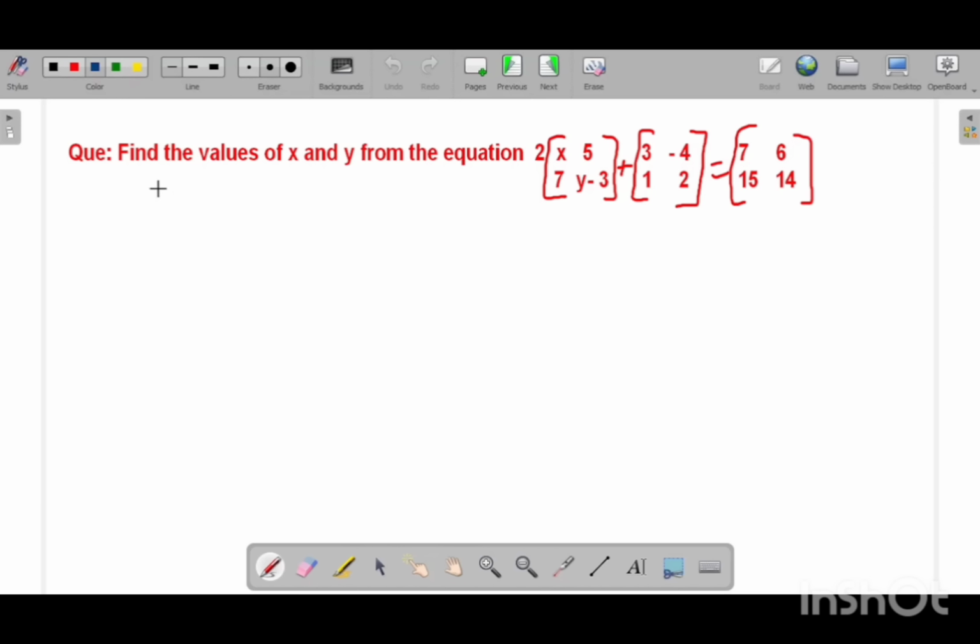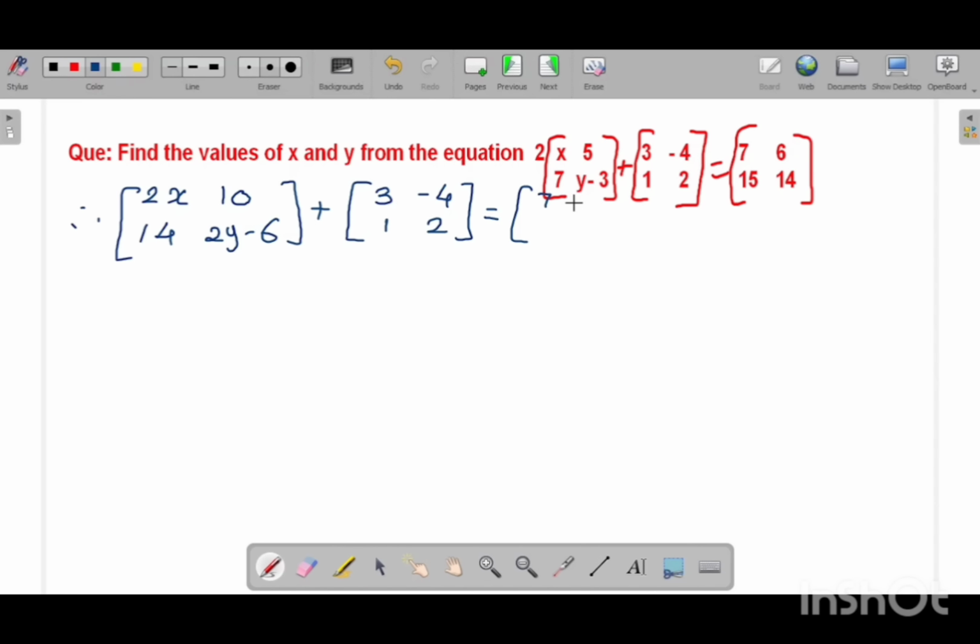When this kind of sum comes, you can easily get the marks. Here, first we will multiply 2 into this matrix, and then we will add the other one. See here, when we multiply this 2 with the matrix, it becomes 2x, 10, 14 and 2y minus 6. This is the scalar multiplication, and the second matrix will remain as it is. Now we can add these two matrices.